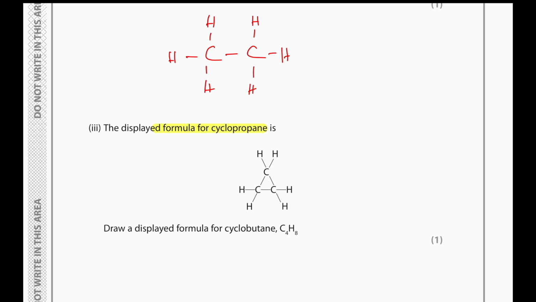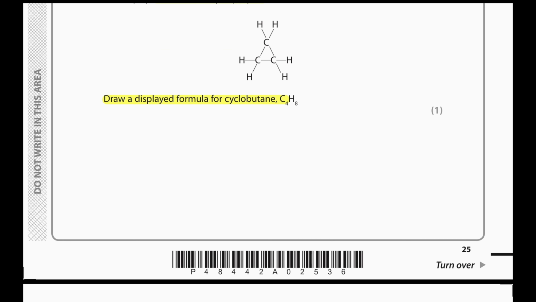The displayed formula of cyclopropane is given below. Draw a displayed formula of cyclobutane. So the understanding is similar. There will be single bonds between the carbons and each carbon will have 2 hydrogens.